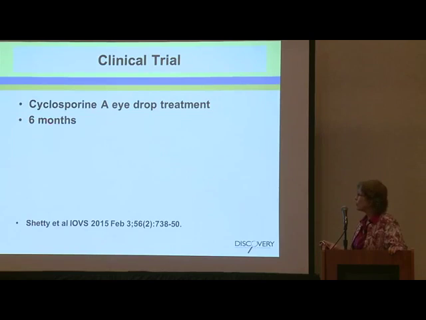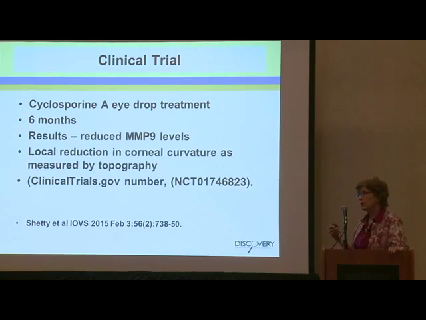And they treated it for 6 months, and they found that it reduced the levels of some of these degradative enzymes, and there was a local reduction in the curvature of the cornea. Now, they are starting clinical trials. When people start clinical trials, they're assigned certain numbers, and so they're working on that. Here's the clinical trial number. I don't know where they are with the clinical trial. I don't know how long it's going to be going, but this paper was just published, so it may still be ongoing.